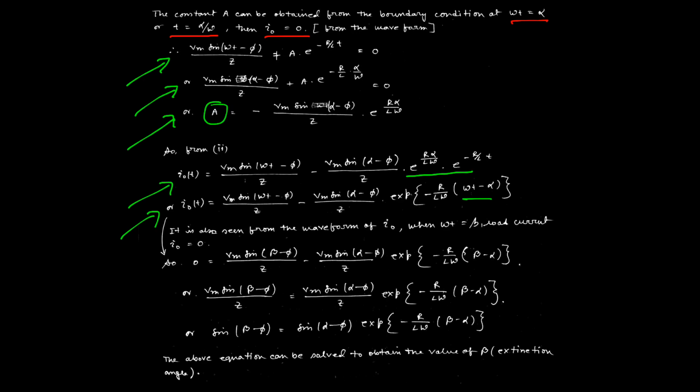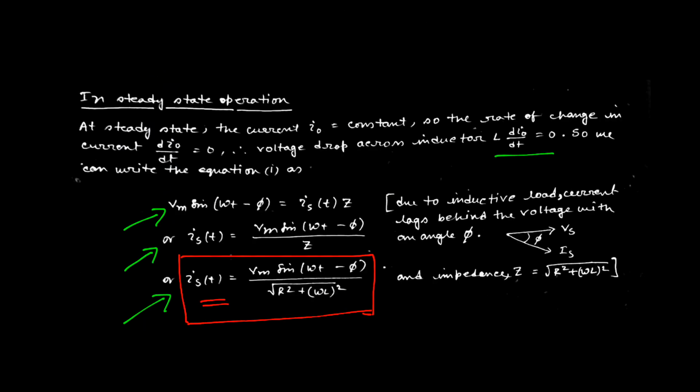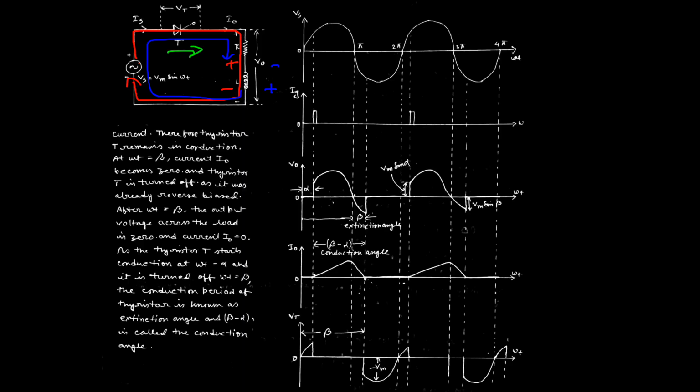It is also seen in the waveform of I0, that means at omega t equal to beta, then what is the value of I0? So go back to the previous waveform. At omega t equal to beta, in case of the output current, again the I0 equal to 0, just similar to alpha. At alpha, I0 was 0. In this case, at beta, I0 is again 0.